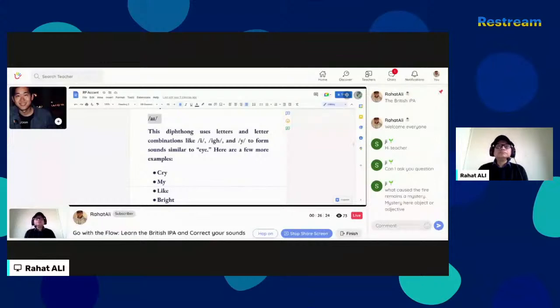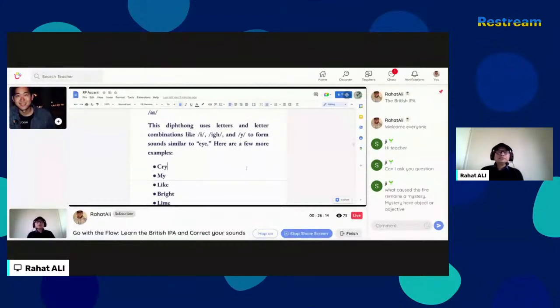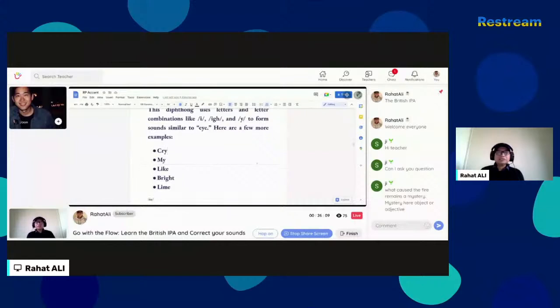Okay. So the examples of this I sound are words like cry, my, like, bright, lime. And the best way to remember is to make sentences, and I'm sure everyone can make sentences more or less. Like, don't cry, it's my book. What do you like to do today or this afternoon?